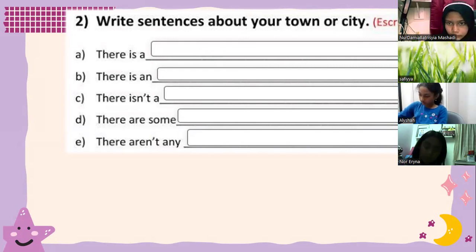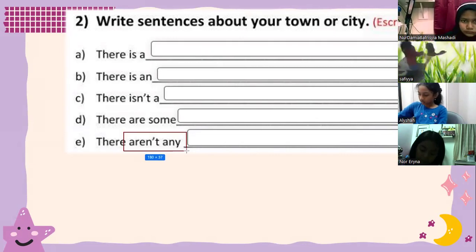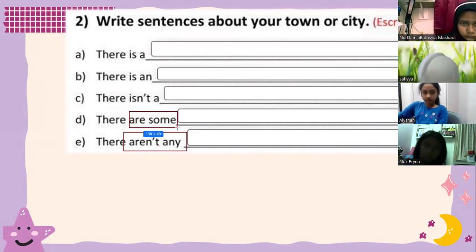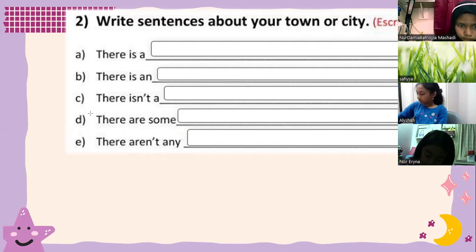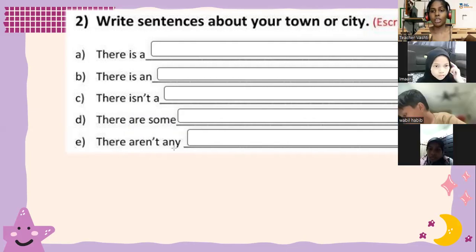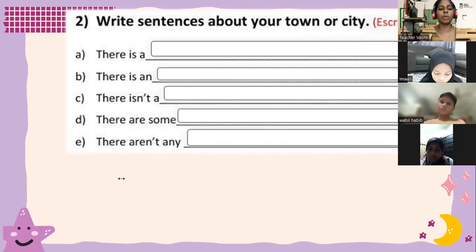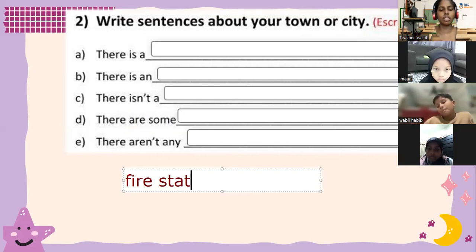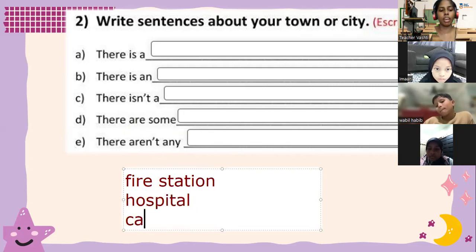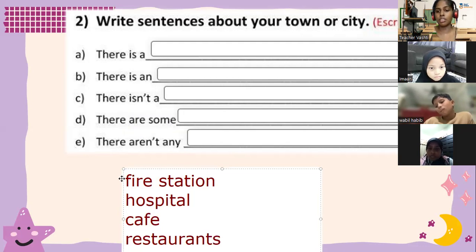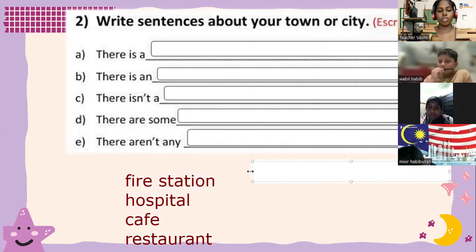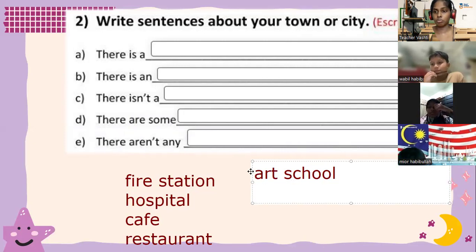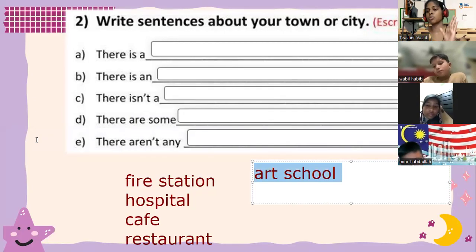Remember, ingat, bila kena guna aren't any. Kita ada rules, we have rules. Bila kita kena guna are some. You can use anything in your town. For example, fire station, hospital, cafe, restaurants. What else do we have in your town? High school. What is it? High school. Art school. Okay. What other places? So you think of all the places, semua tempat-tempat.